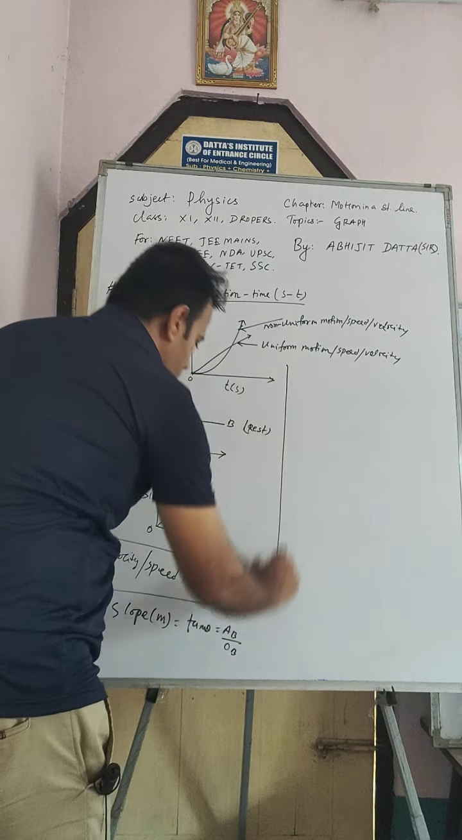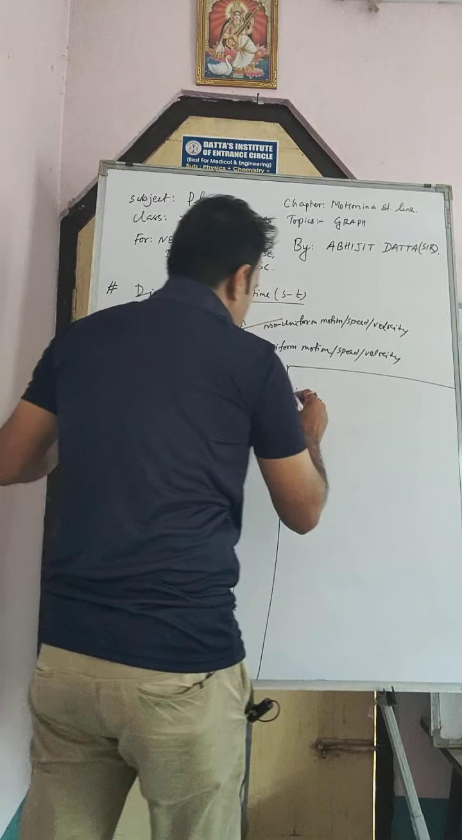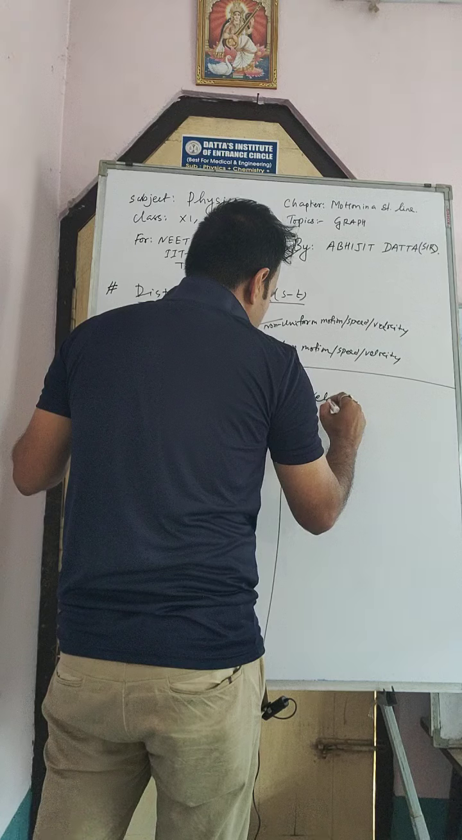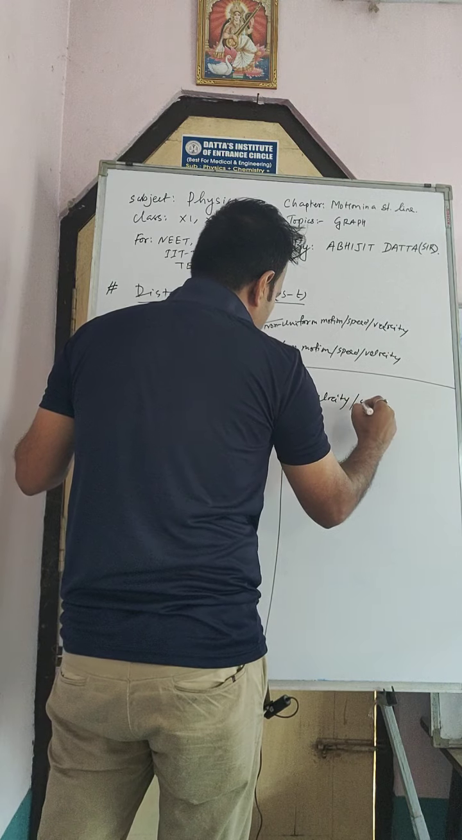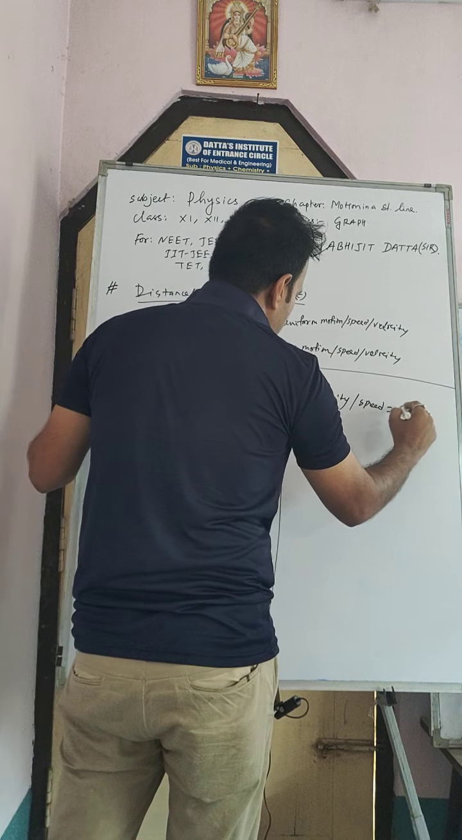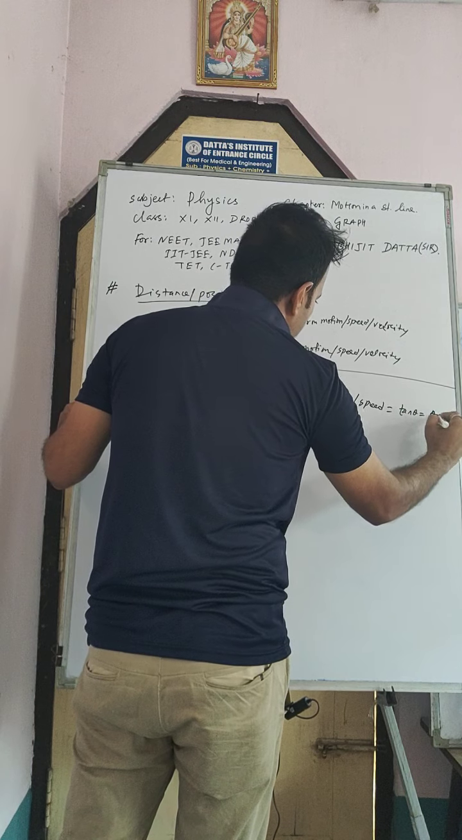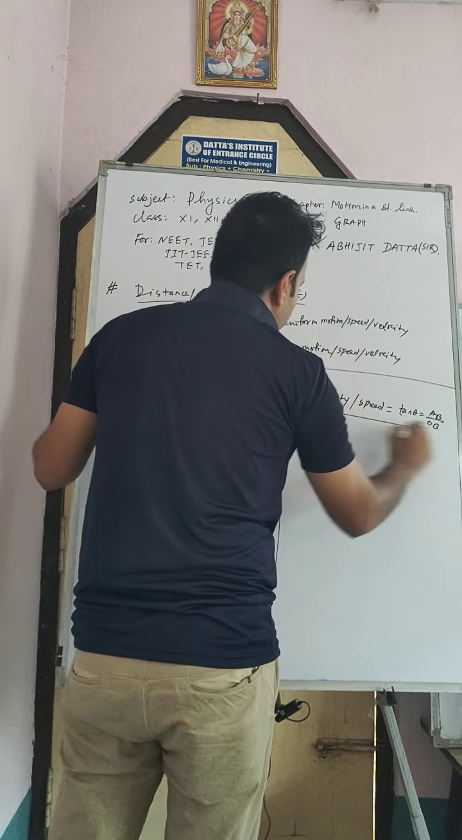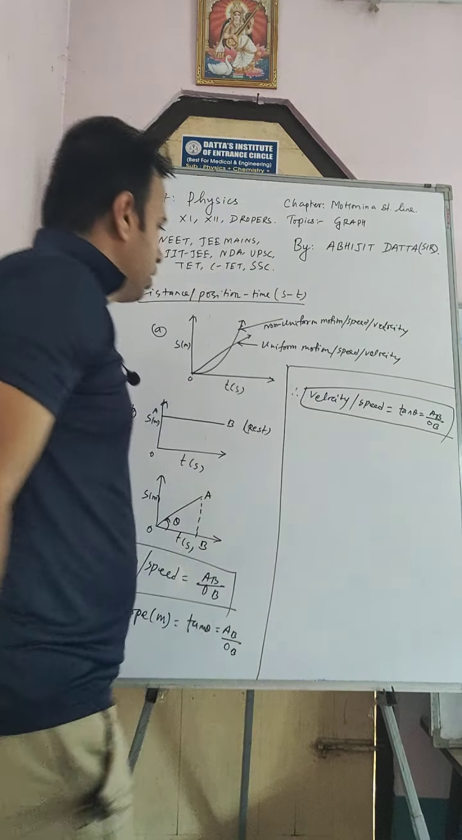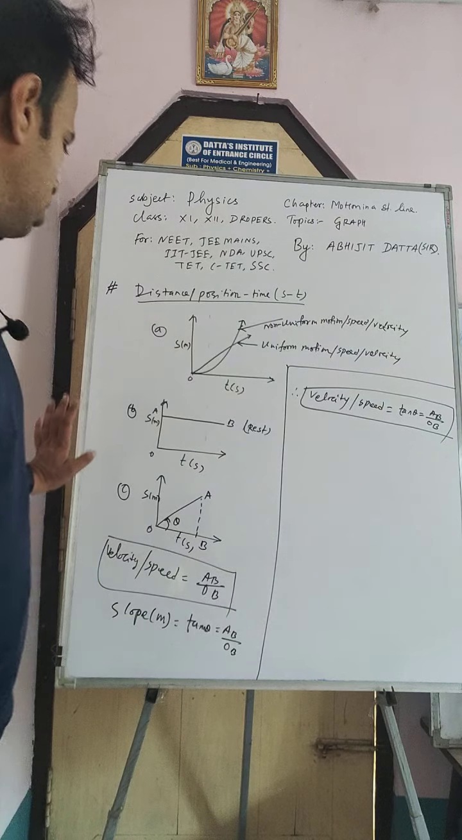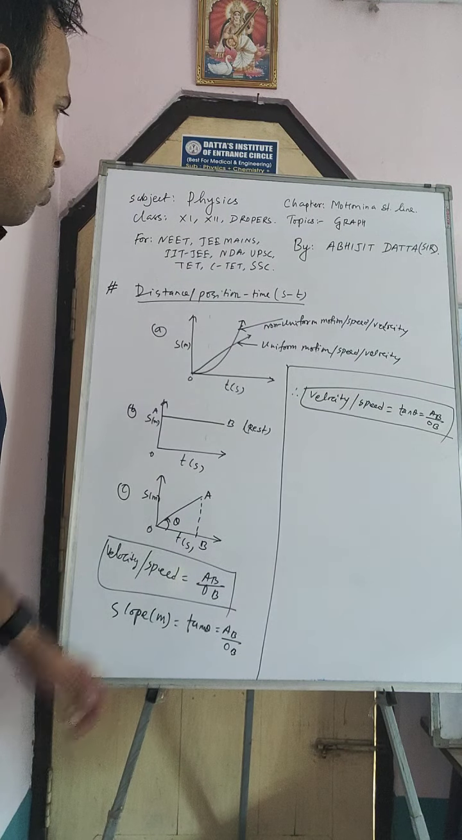So we can write velocity or speed equals tan theta, or equals AB by OB. So we can find velocity by using tan theta also. These are the three curves of the position time graph.